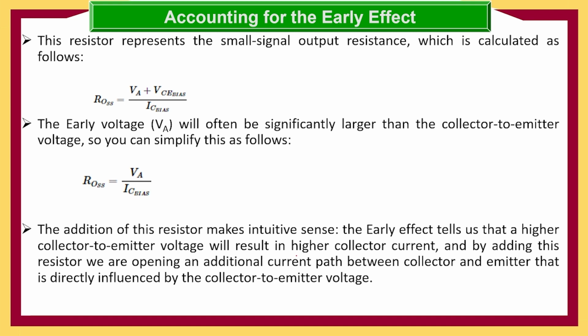In addition, this resistor will make intuitive sense. The early effect tells us that a higher collector to emitter voltage will result in a higher collector current. When there is a resistor, this resistor will provide a path for additional current, so that the emitter is not directly influenced by the collector to emitter voltage.